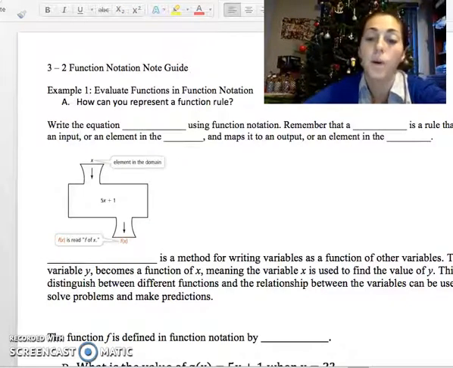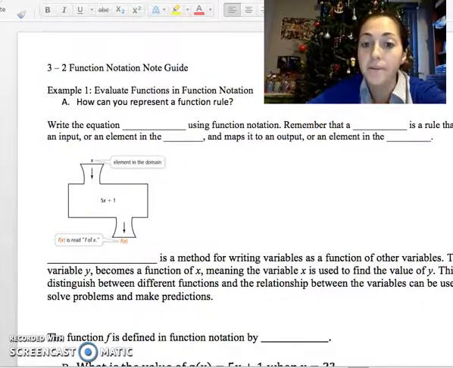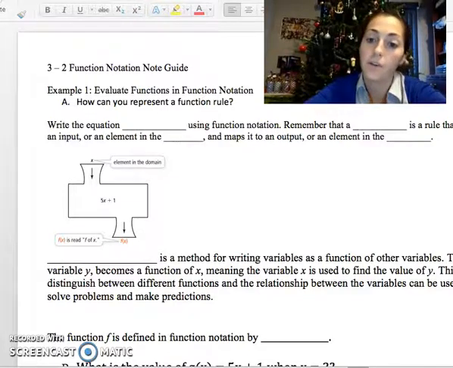Hey guys, we're getting into some function notation stuff. So here's your note guide to go along with it.